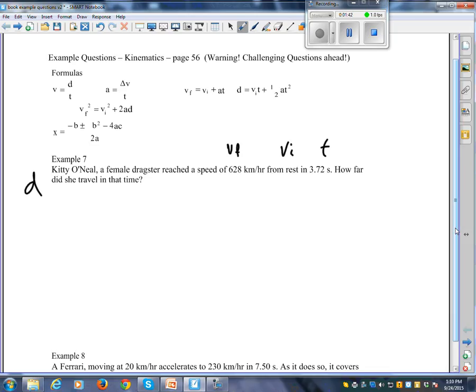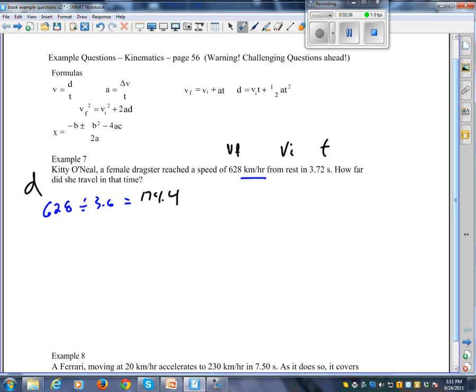So what do I need to do? Step 1, as soon as you saw kilometers per hour, I'm hoping you realized that you should probably convert that. So let's do that first. So it's 628 divided by 3.6, and I'm going to have to get a calculator. That's 174.4, right? 174 meters per second. That's like 1.5 football fields in a second. It's fast.